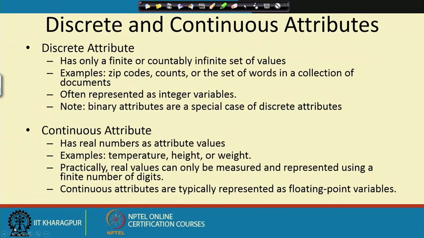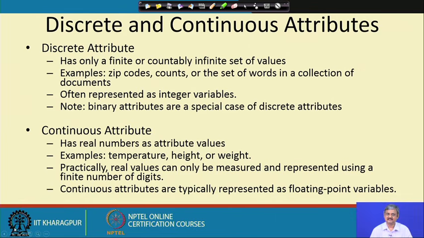Among the ratio attributes, there is one more division, the length, time. Among them also there is one more division. It can be discrete or continuous. Discrete means it has a finite set of values. Example, zip code, number of words in an email, count of the words in an email. Often these types of values can be mapped to integer variables. A special case of this integer or discrete attribute is where you have only two possible values, a binary attribute, yes or no.